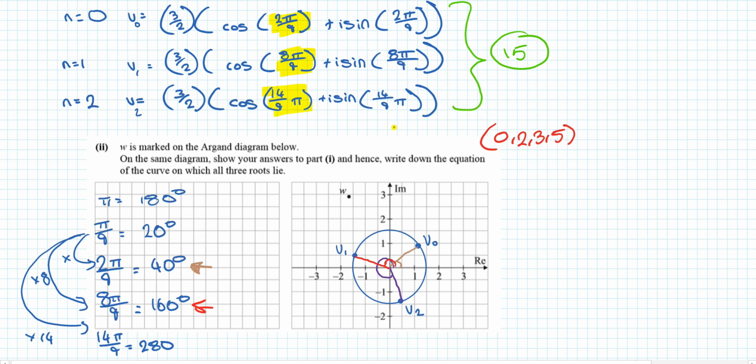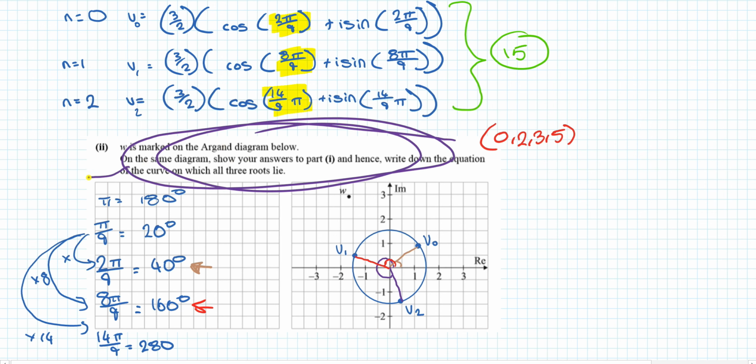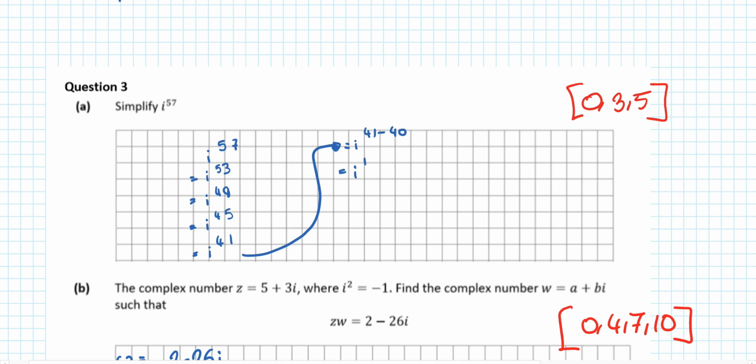Now, if these answers are wrong, but you graphed them fully correctly, you'd give yourself 5 because you're answering this question correctly, even though you've answered this question up here incorrectly.